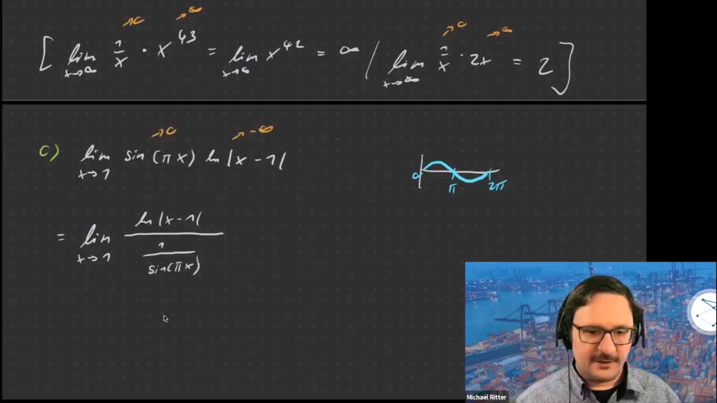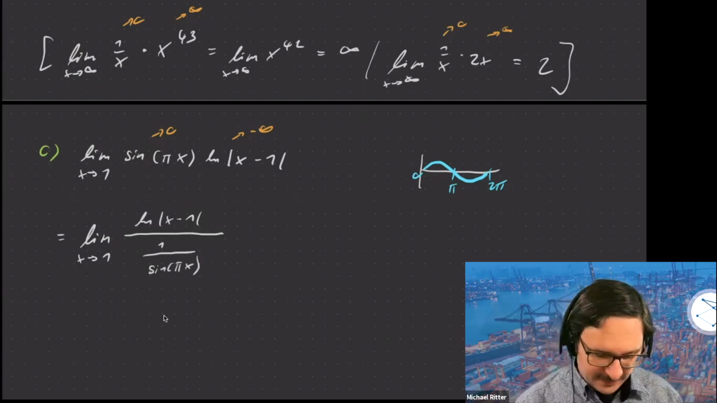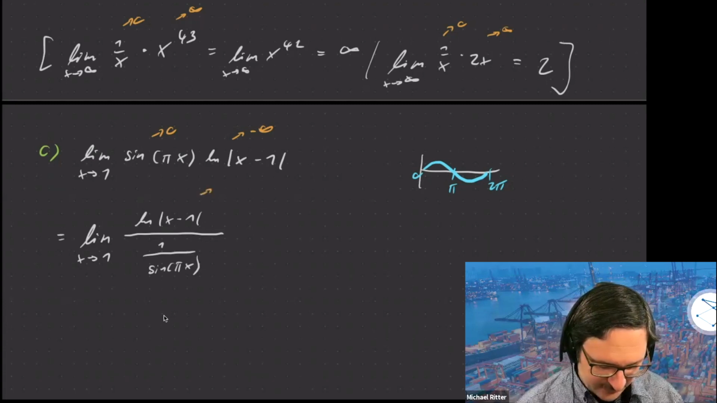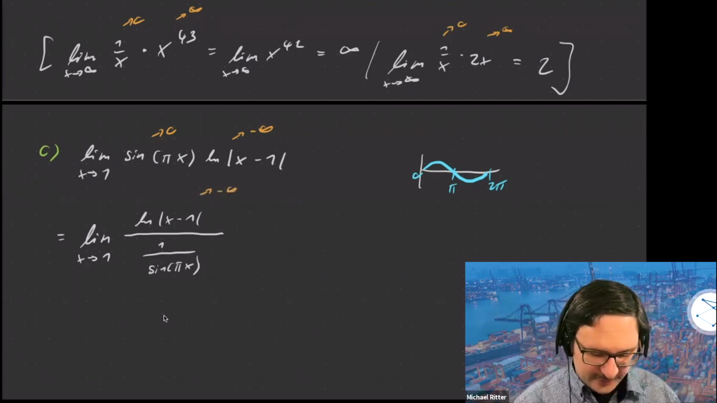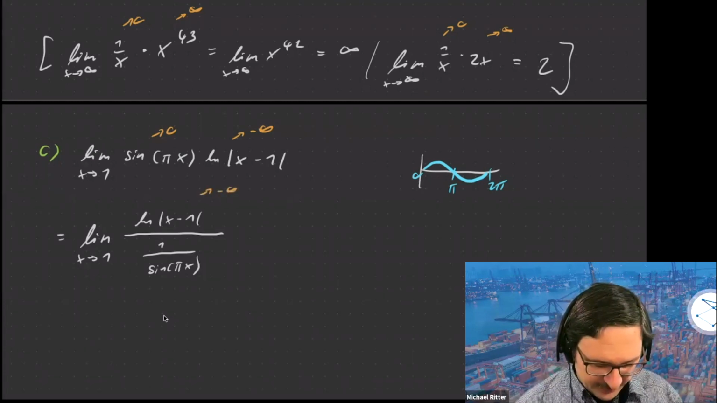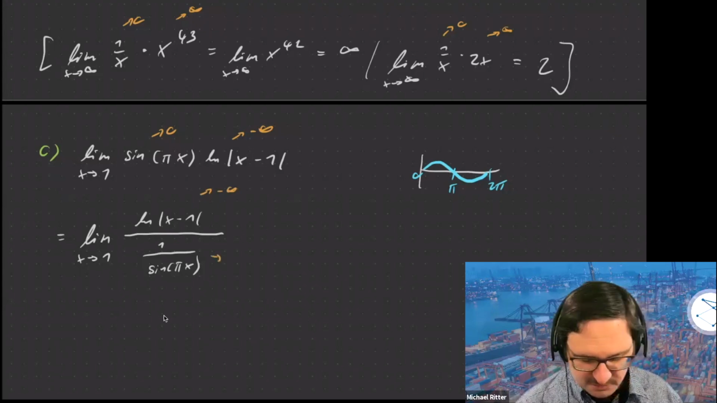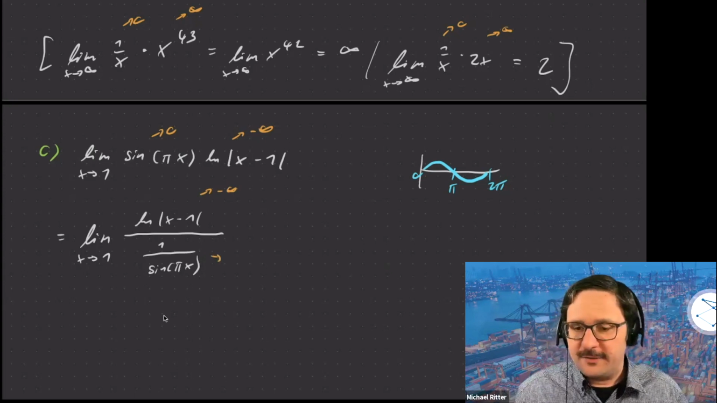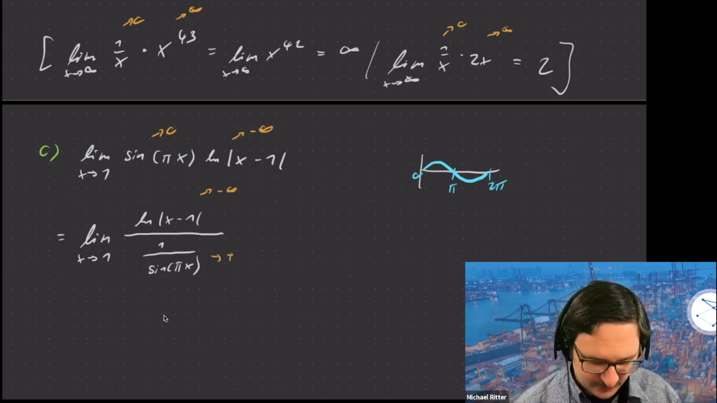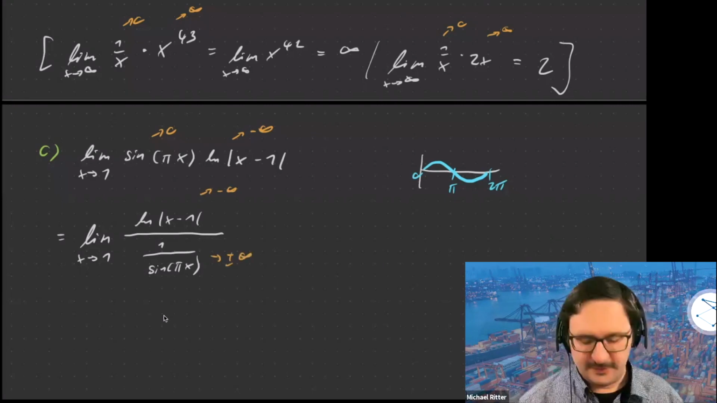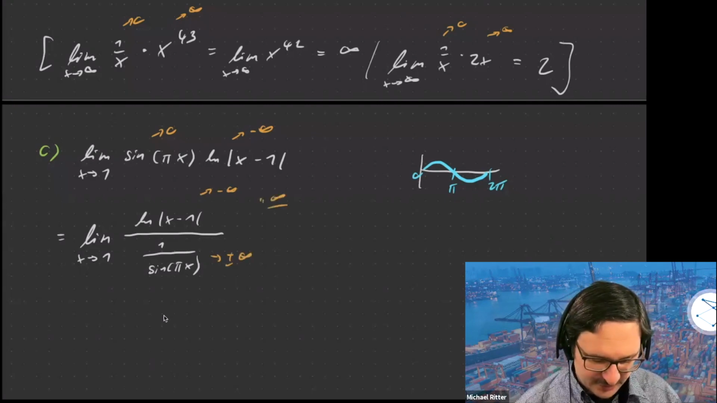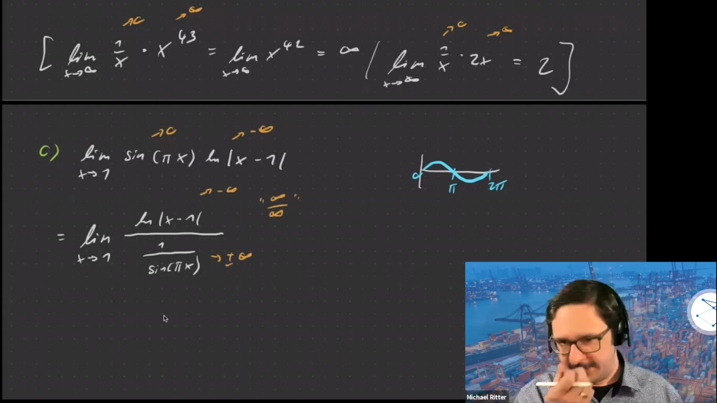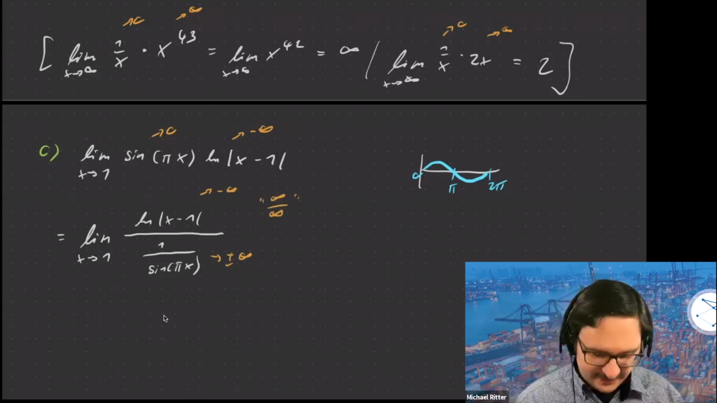So that'll look like this here. And now, of course, we have an expression where the numerator goes to minus infinity. This here goes to, depending on whether we approach one from the left or from the right, plus or minus infinity. So in either case, we have an expression like infinity over infinity. And that's what we wanted here.